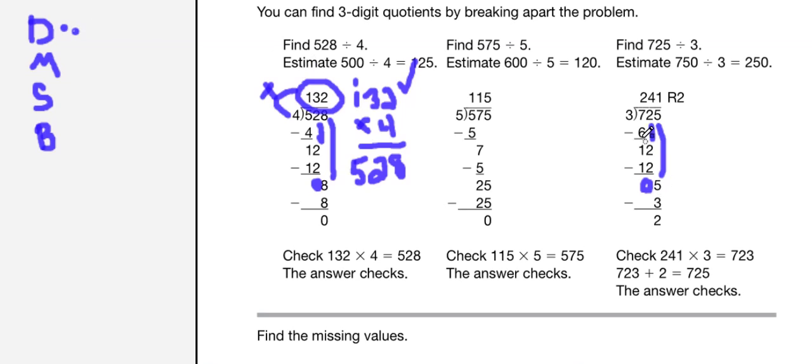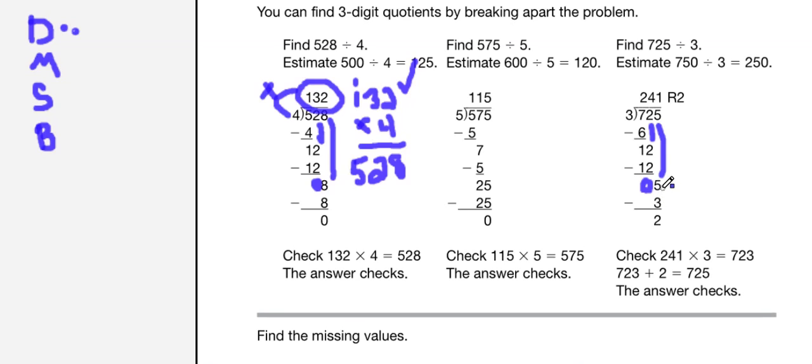So let's do this. 5 divided by 3. How many 3's fit into 5? Well, 3, 6. Oh, it's too many. 6 is too many. So 1 three fits into 5. So 1 times 3 equals 3.